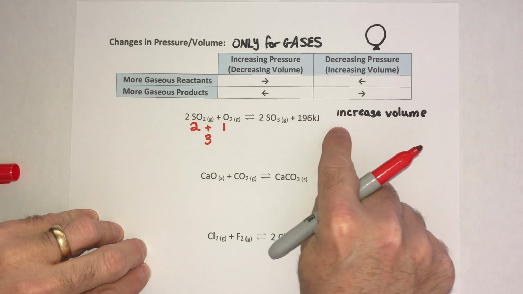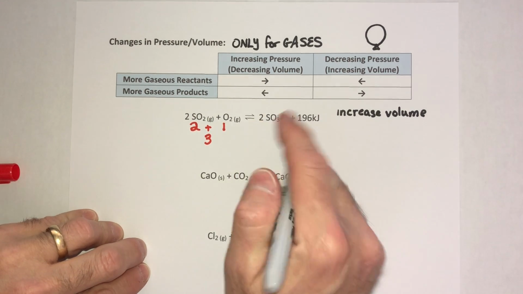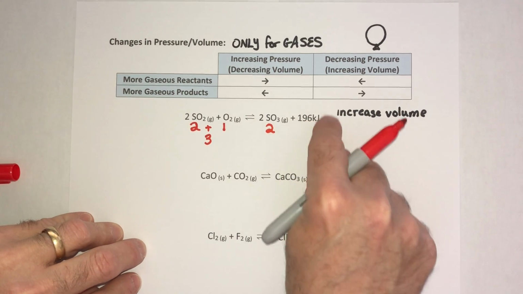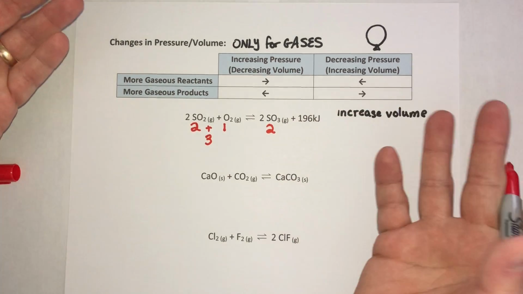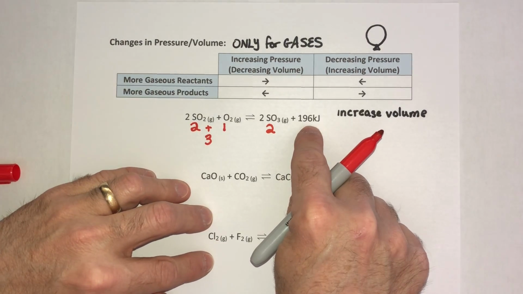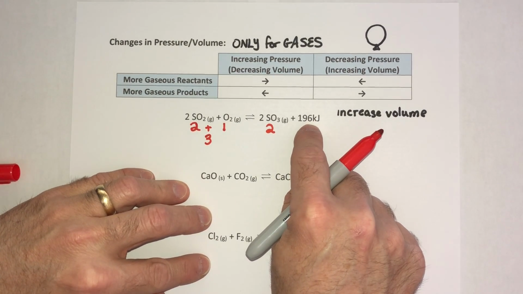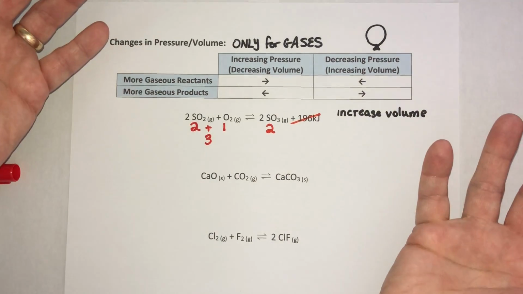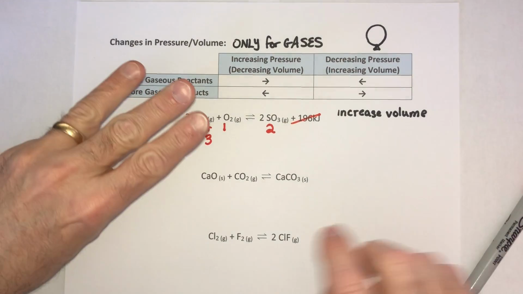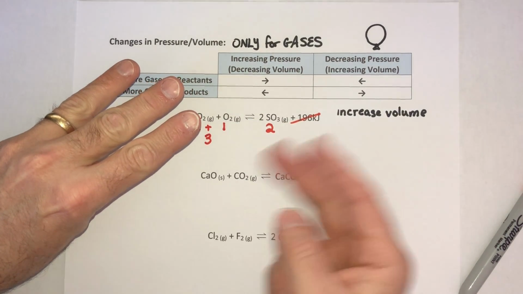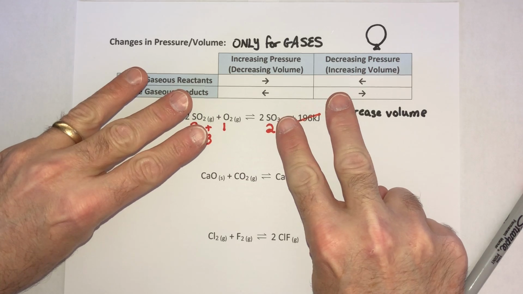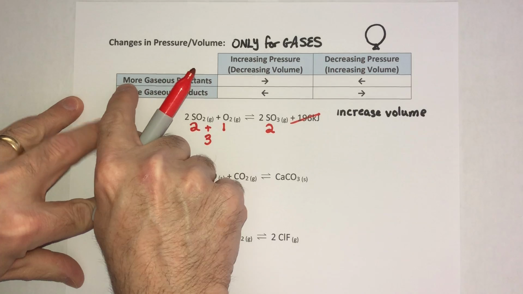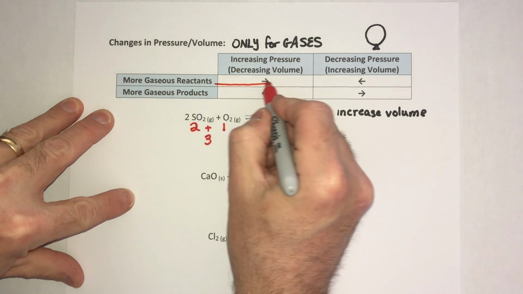If I look at the product side, I've got 2 SO3 gases, so that's 2. And this is heat. Okay, heat is included because this would be an exothermic reaction, so it is producing heat, but heat is not a gas particle. So the heat is not counted here when I'm counting gases. So if you've got 3 things that are gases on the reactant side, 2 things that are gases on the product side, then you have mostly gas reactants. Okay, so more gas reactants, that would be here.